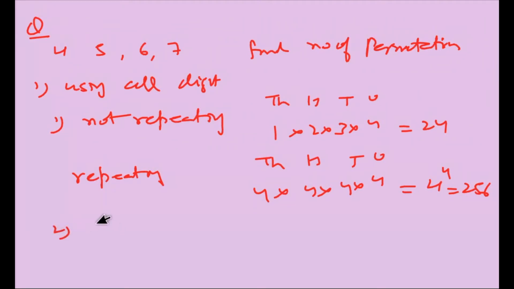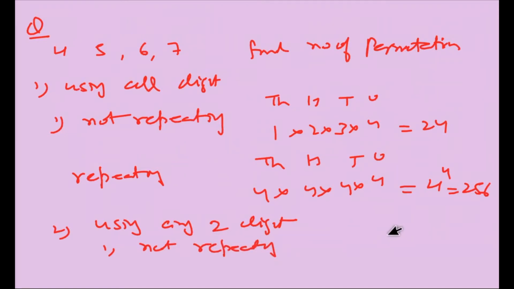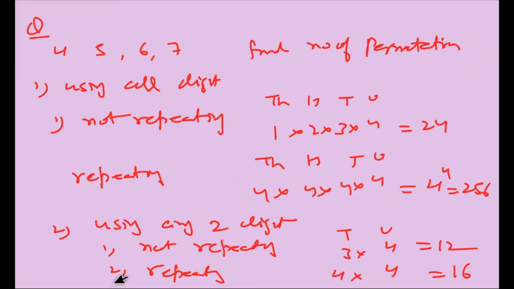Second question: using any 2 digits. Not repeating, the unit and tens places: the units place can be filled in 4 ways and the tens place in 3 ways. Total ways are 12. Repeating: the unit place can be filled in 4 ways and the tens place in 4 ways. Total ways are 16. Are you understanding? Now next question.